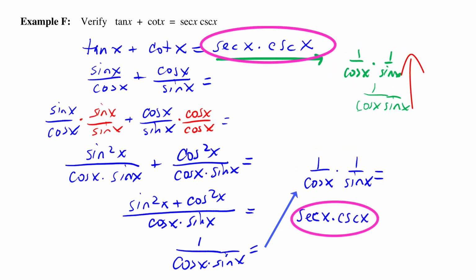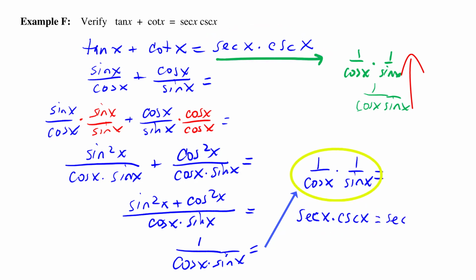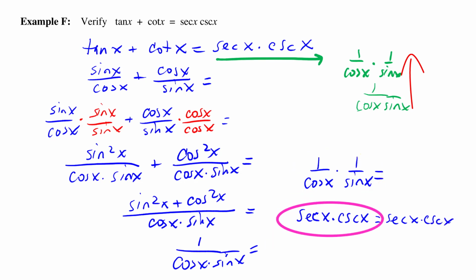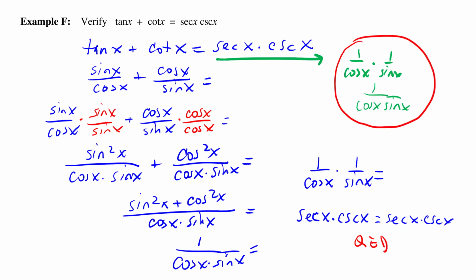And that happens by splitting the fraction up into 1 over cosine x times 1 over sine x. Then we have the secant x times cosecant x, which is what we want, QED. Now let me just remark that this stuff we did off to the side in green is scratch work. It's not actually part of the proof officially. It just gives us some guideline as to how we should proceed with the proof.